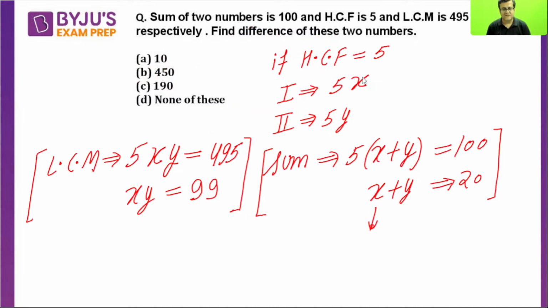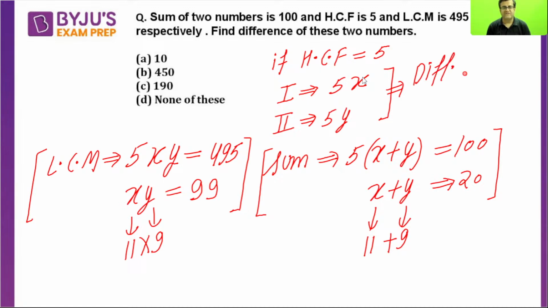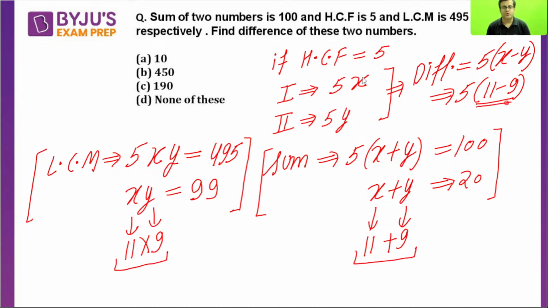So beta, 11 plus 9, the sum is 20. 11 into 9, the product is 99. Is this point clear? Now come to the difference of these two, 5x and 5y. The difference is 5 times x minus y. Two values such that the product is 99 and the sum is 20: 11 and 9 are the values. 11 into 9 is 99. 11 plus 9 is 20. So 11 and 9 are the values of x and y. So 11 minus 9 is 2.